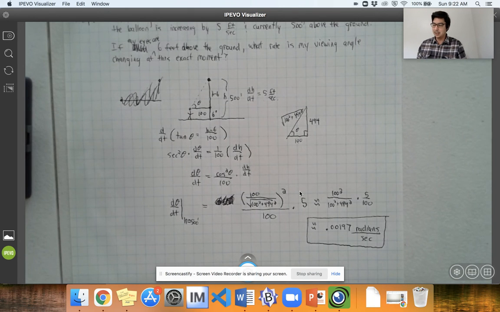But that is the idea of looking at related rates with now trig functions, and you can see how that comes into play.